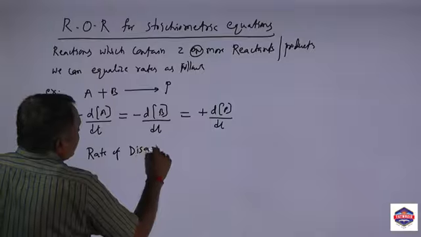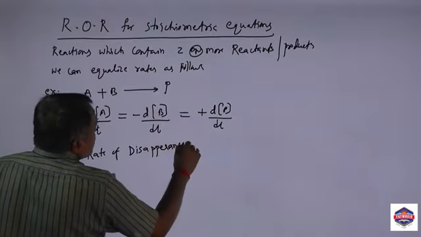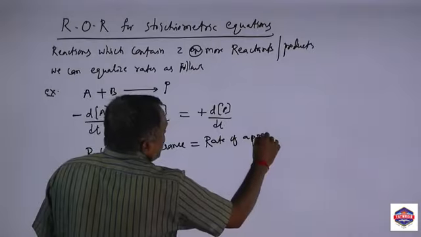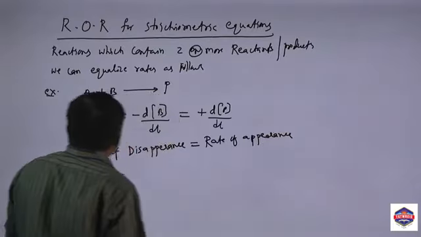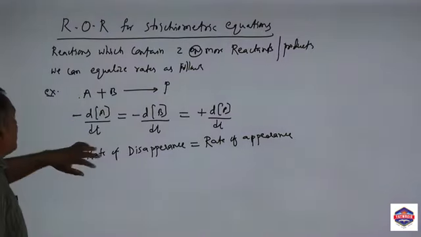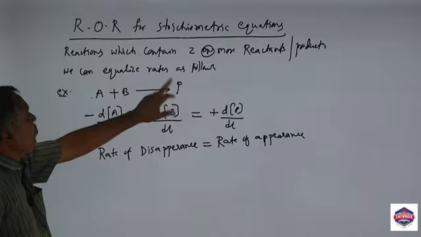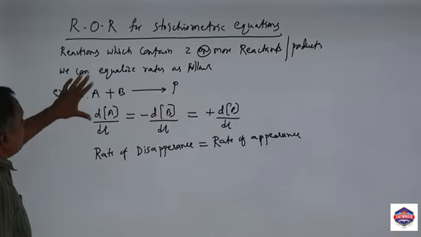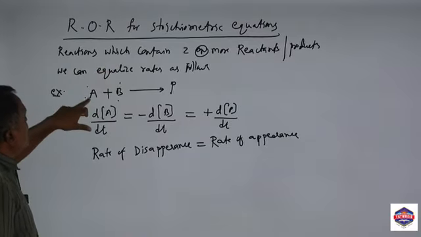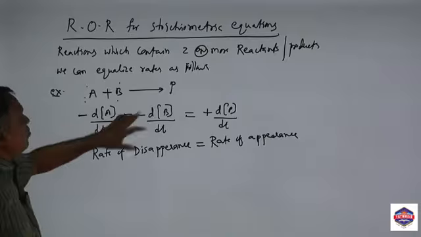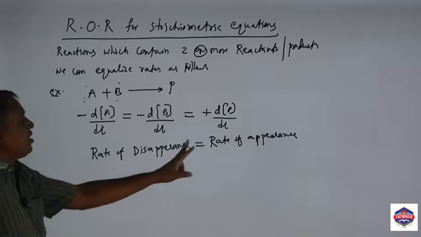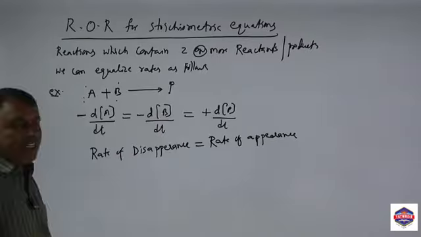So this concept is based on the fact that in any chemical reaction, rate of disappearance must be equal to rate of appearance. Based on this, we can write these rates. Here A is the reactant, B is the reactant, and P is the product. How can we equalize the rates? This is 1 mole and this is also 1 mole. Therefore, we can equalize the rates: minus dA by dt is equal to minus dB by dt, and it is equal to plus dP by dt. This is because the rate of disappearance of reactants is equal to the rate of appearance of the products.